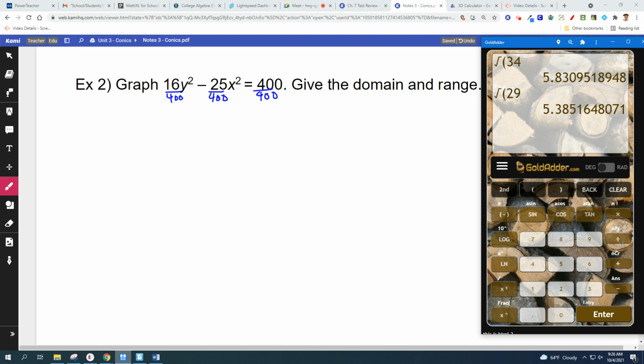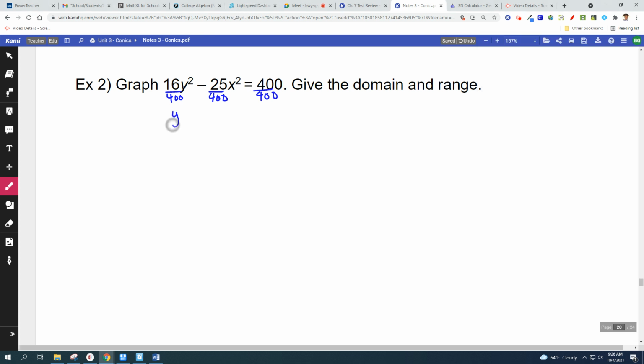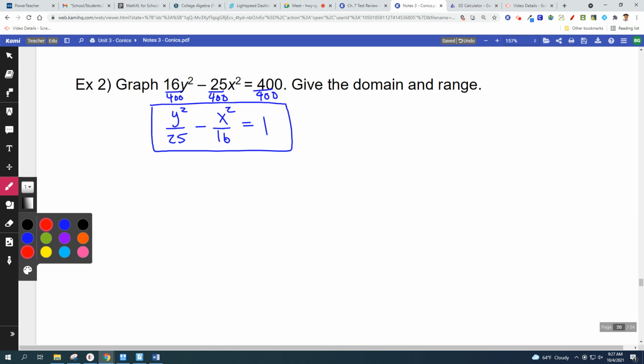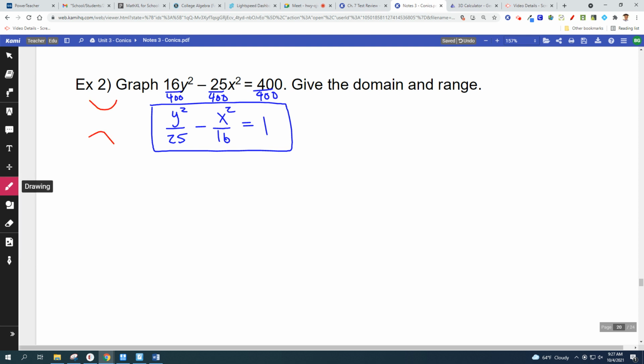And I want to reduce some fractions, and that might require, how many times does 16 go into 400? Well, that's 25. So this is going to be y squared over 25 minus x squared over 16 equals 1. That's my standard form. You got to get it to 1. All right, so when I see this, this one is going to be oriented in the y direction, and you can tell because the y variable is positive this time and the x variable is being subtracted.